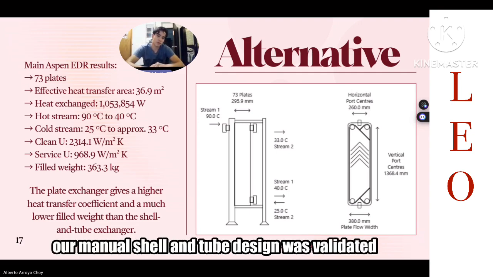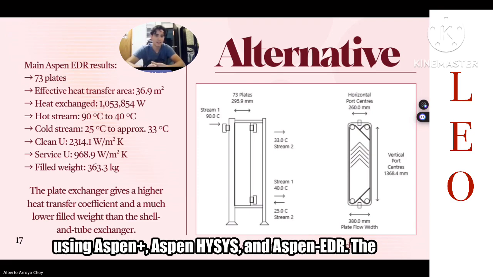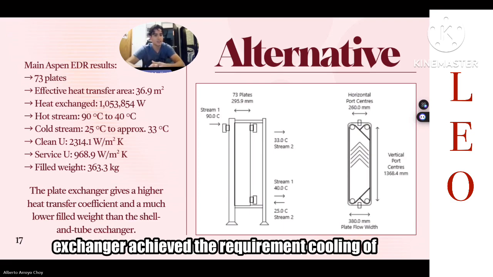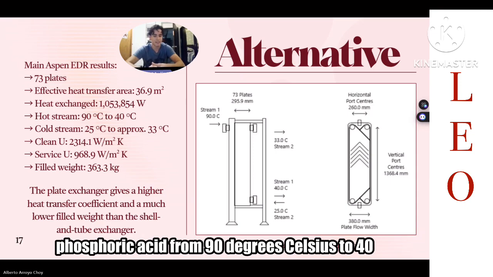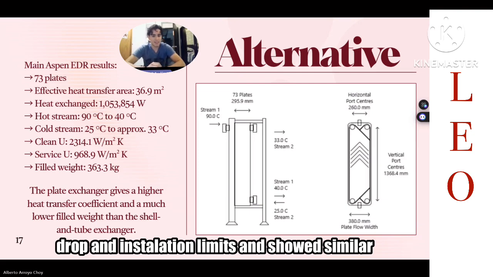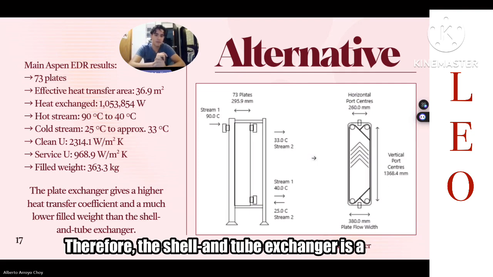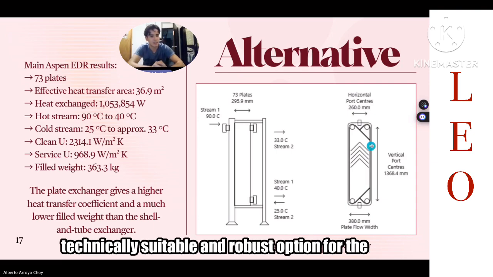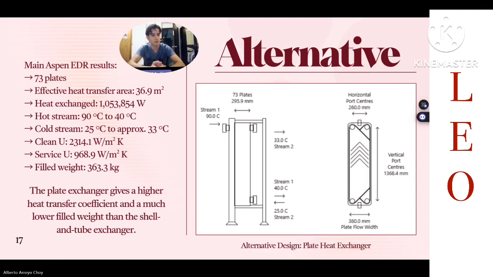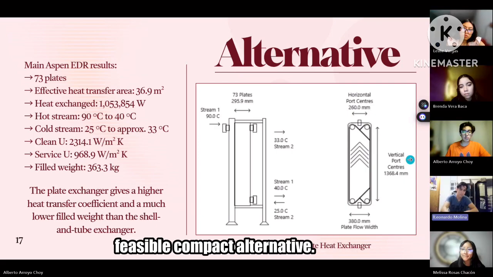To conclude, our manual shell and tube design was validated using Aspen Plus, Aspen HYSYS, and Aspen EDR. The exchanger achieved the required cooling of phosphoric acid from 90 Celsius to 40 Celsius degrees, stayed within the pressure drop and installation limits, and showed similar heat duty compared with the manual design. Therefore, the shell and tube exchanger is a technically suitable and robust option for the process, while the plate heat exchanger remains a feasible, compact alternative.